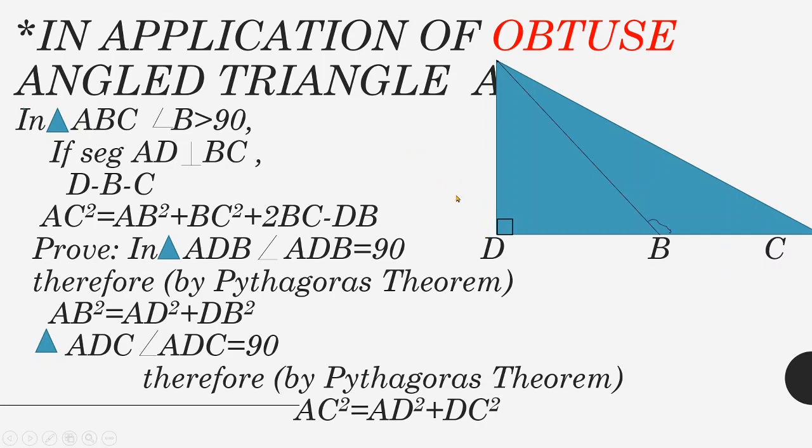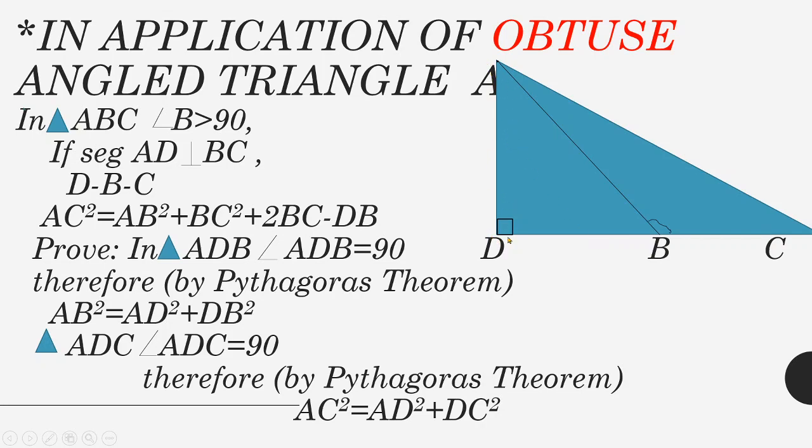Now, application of obtuse angle using the Pythagoras theorem. See in the figure, ABC is an obtuse-angled triangle. You can see here B is an obtuse angle, meaning angle B is greater than 90 degrees in triangle ABC. The height of the triangle ABC is AD.